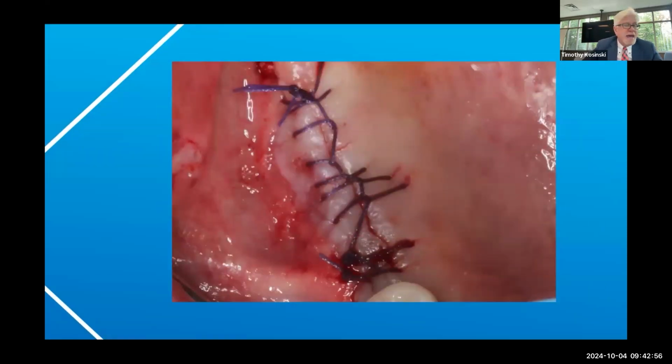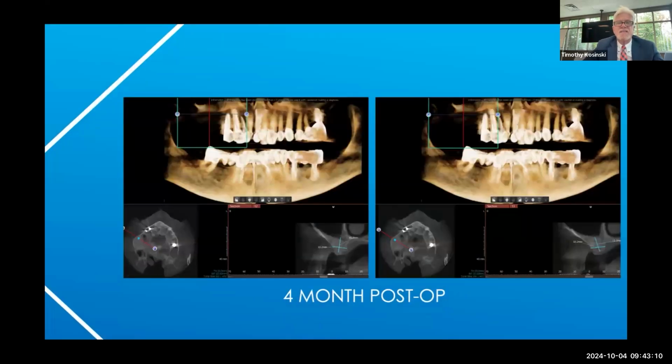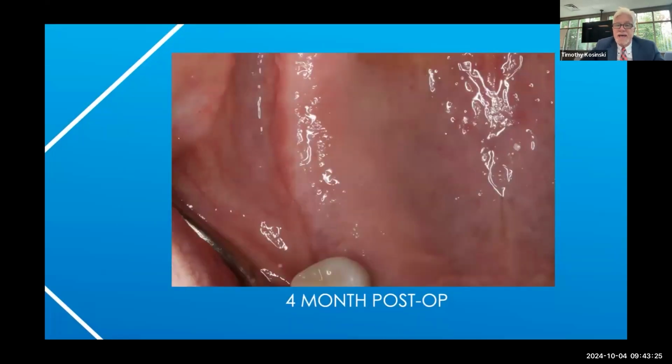I'll bring that patient back in a week to remove the sutures, and you can see the incredible amount of vertical bone that we were able to achieve. From basically nothing, we will allow this site to heal for about 6 months, 4 months here, and reevaluate the site. You're going to get some shrinkage, but we now have over 10 millimeters of height and 10 millimeters of width. These now become routine implant sites.